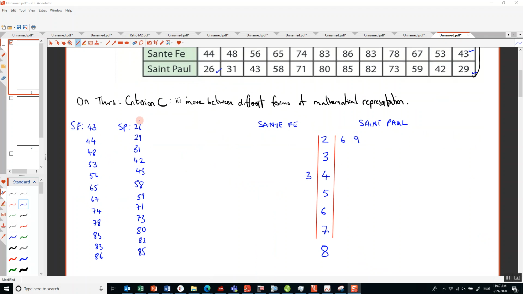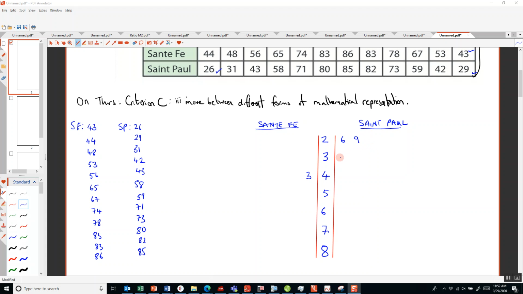Okay, so this is my data in order for both Santa Fe and St. Paul. And then I'm going to set out my back-to-back stem and leaf as follows. Santa Fe on the left, St. Paul on the right. And I've got my 2, 3, 4, 5, 6, 7, 8 because that corresponds with the tens number. And then we can go 26 for St. Paul, and 29, and so on. The first one for Santa Fe is 43, so I go down to 4, and 3, and that gives me 43. So you complete that.